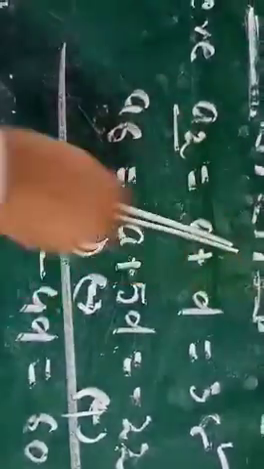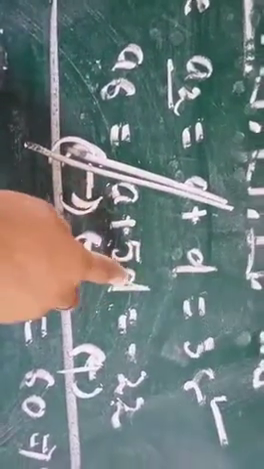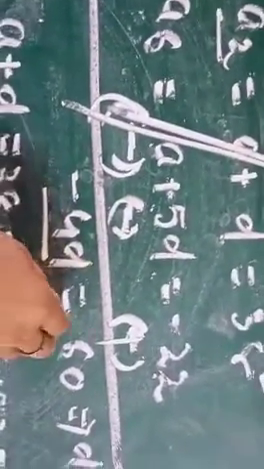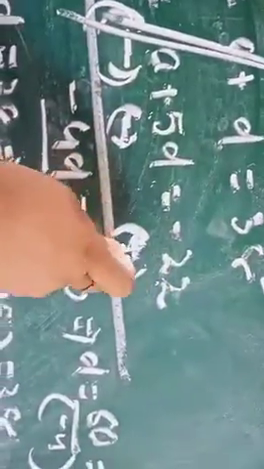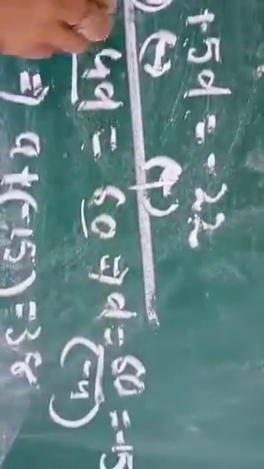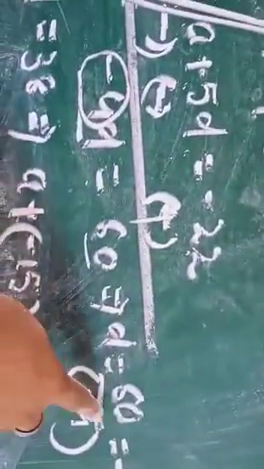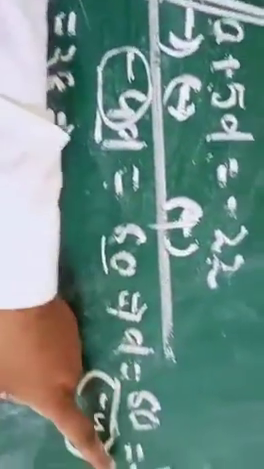A minus A cancels. Minus of 5D plus D. Plus D minus 5D is equal to minus 4D, equal to plus 22 plus 38. Both are plus, so it will be 60. So that implies D is equal to how much? 60 divided by minus 4. 60 divided by 4 is 15. So it will be minus 15. So D is equal to minus 15.